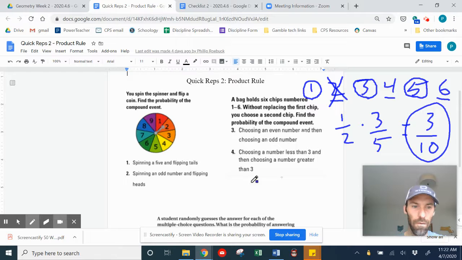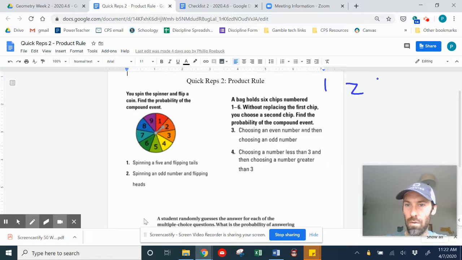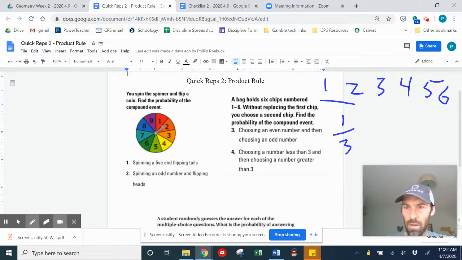Now let's do number 4. I'm going to reset this, erase it all, draw my chips again: 1, 2, 3, 4, 5, 6. There they are. What's the probability of choosing a number less than 3 and then choosing a number greater than 3? So to choose a number less than 3, there's only 2 possibilities, 1 and 2. That's 2 out of 6, or 1/3.